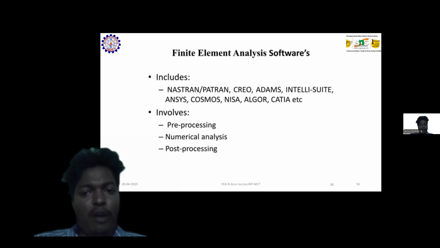These are some of the software we have already discussed. With all the software, we have to deal with pre-processing, numerical analysis, and post-processing. These are the main processes of FE analysis.